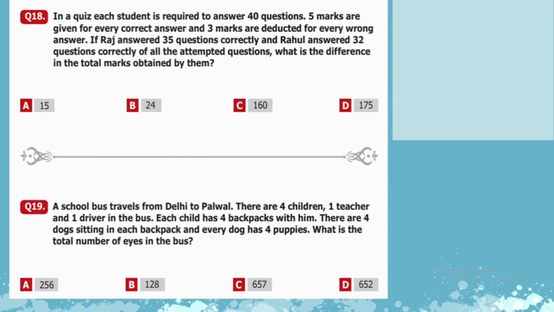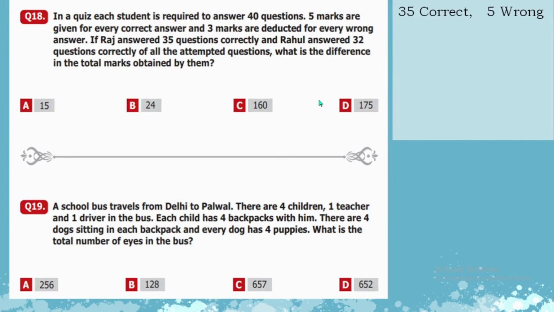In a quiz, each student is required to answer 40 questions. 5 marks are given for every correct answer and 3 marks are deducted for every wrong answer. If Raj answered 35 questions correctly and Rahul answered 32 questions correctly, of all the attempted questions, what is the difference in the total marks obtained by them?